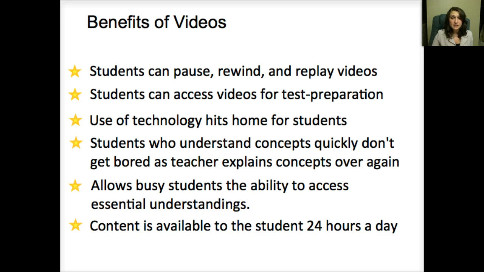Students who understand concepts quickly don't get bored as the teacher explains the concepts over again. You guys know those GT kids who get bored, get frustrated when they have to sit through and listen to an explanation to a kid about a concept that they already understand. You know that they then check out and then they start causing behavior problems.